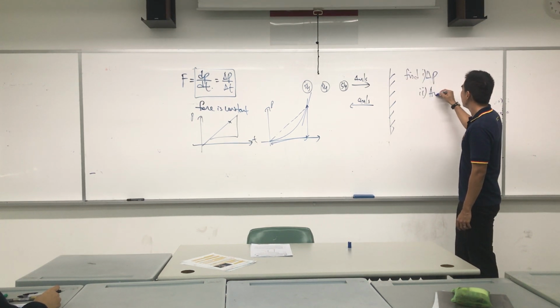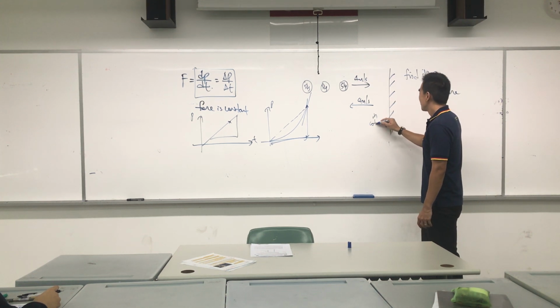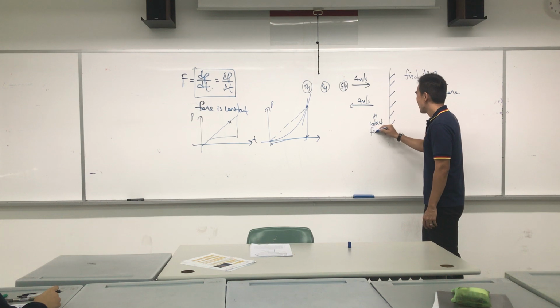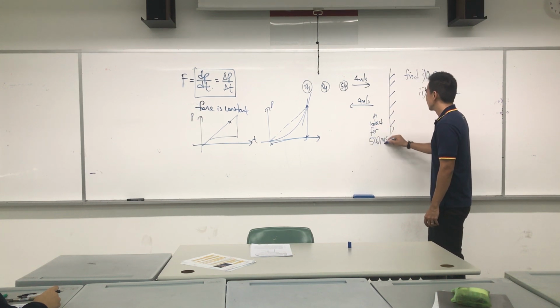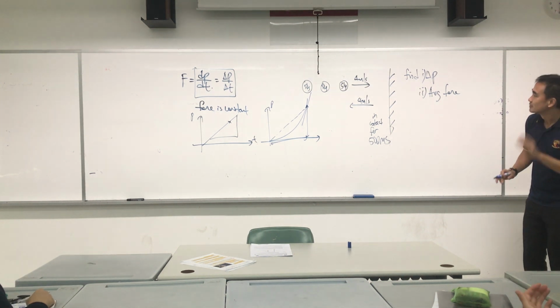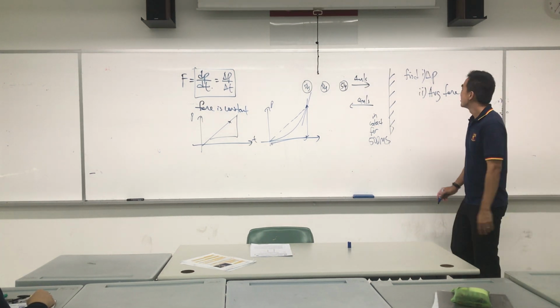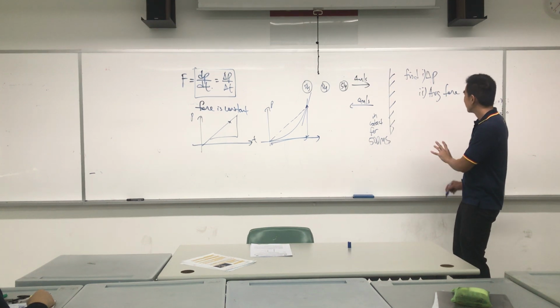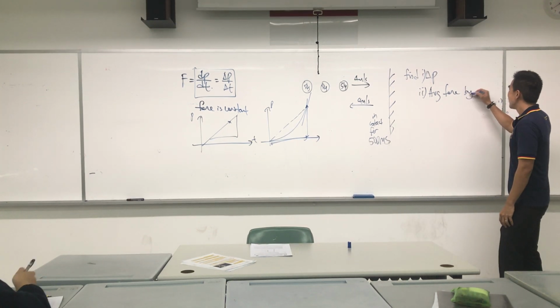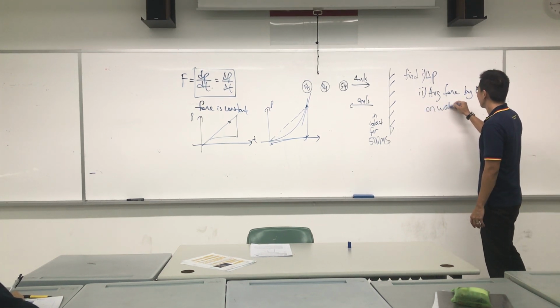Second, find the average force if the ball stays in contact for 500 milliseconds. Sorry, momentum is mass multiplied by velocity. So I'd like to find the change in momentum and the average force by the ball on the wall.